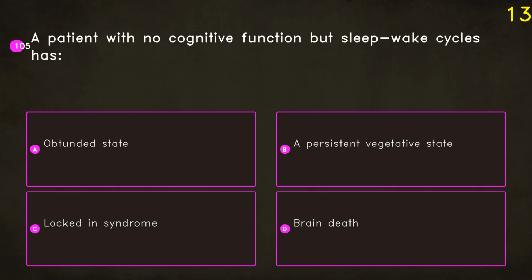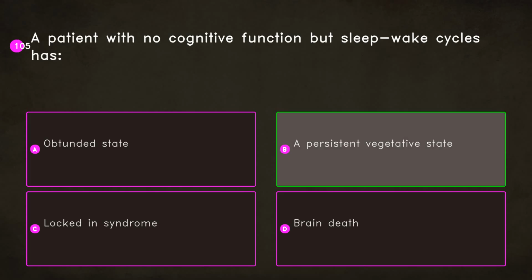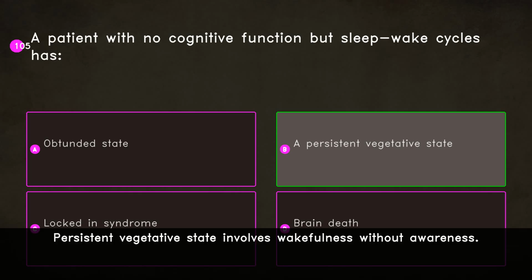Question 105. A patient with no cognitive function but sleep-wake cycles has A. Obtunded state, B. A persistent vegetative state, C. Locked-in syndrome, D. Brain death. The correct answer is a persistent vegetative state. Persistent vegetative state involves wakefulness without awareness.